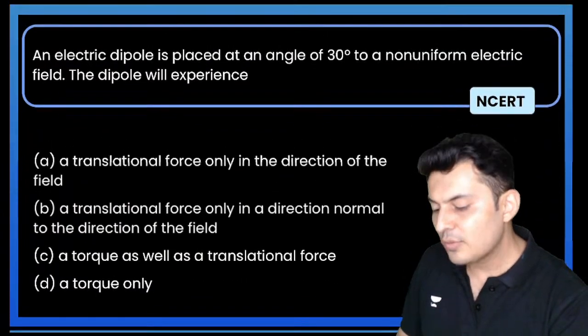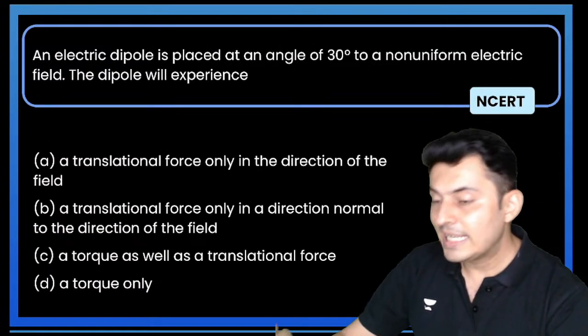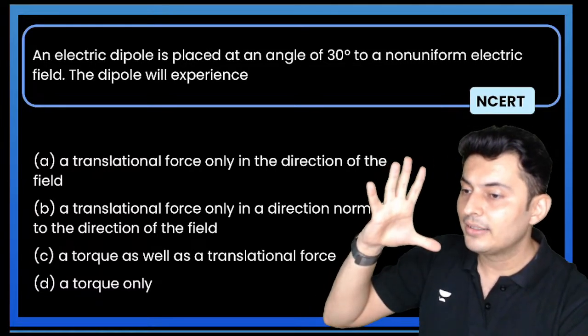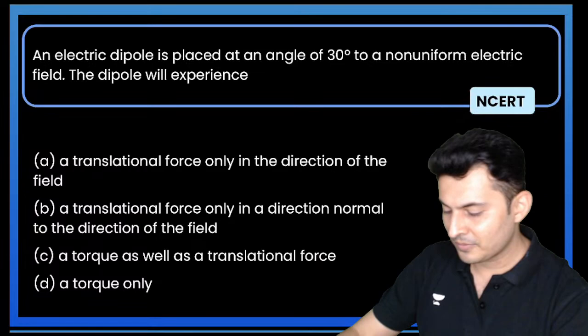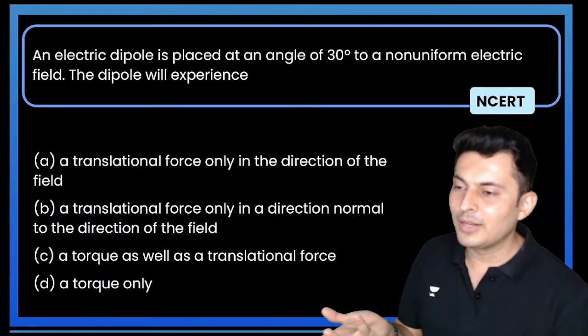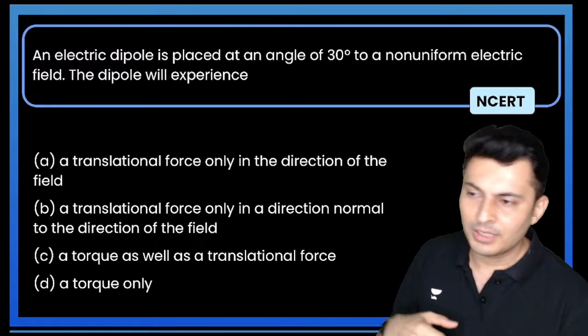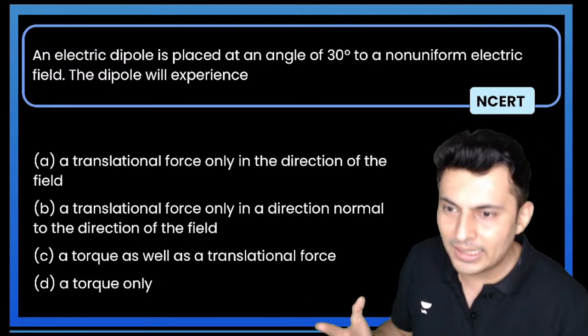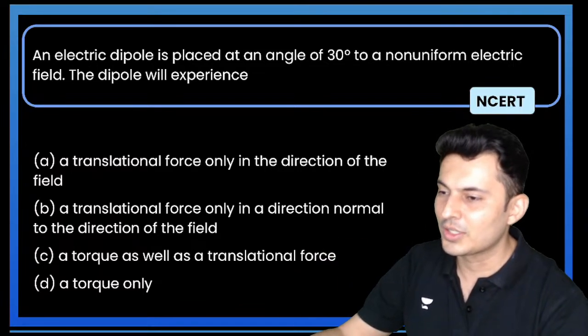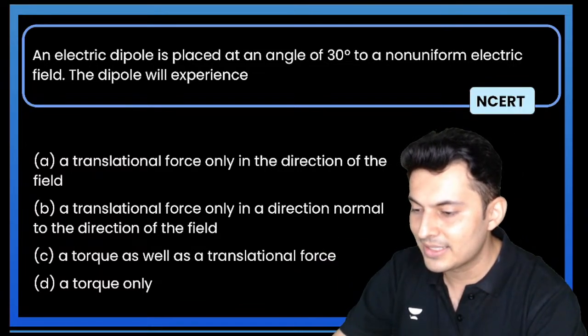Okay, let's see if you guys can solve this question. There is a dipole at an angle of 30 degrees in a non-uniform field. Then the dipole will experience, come on, in a non-uniform field, it is at 30 degrees with the field. Will it translate? Will it rotate? Will it do none? Or will it do both? Come on, think about it and answer in the chat box. Everybody should be able to get this. It's not difficult, I feel.